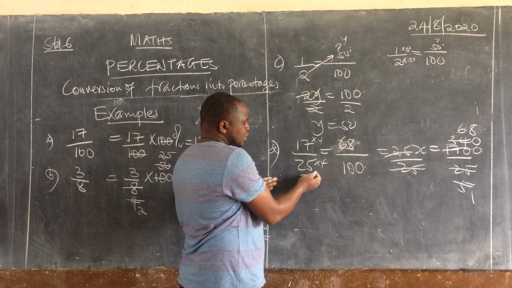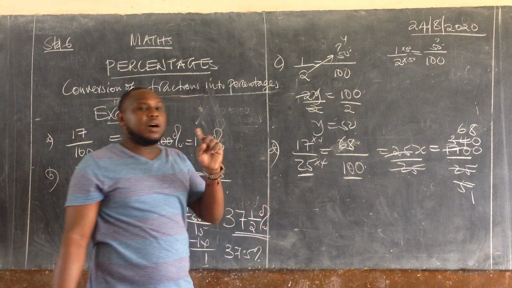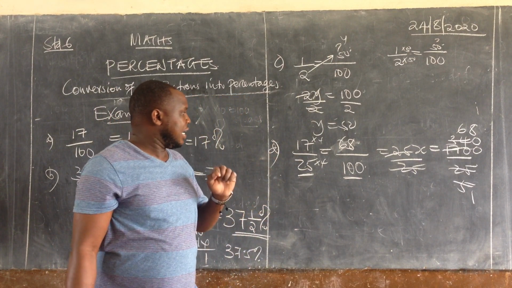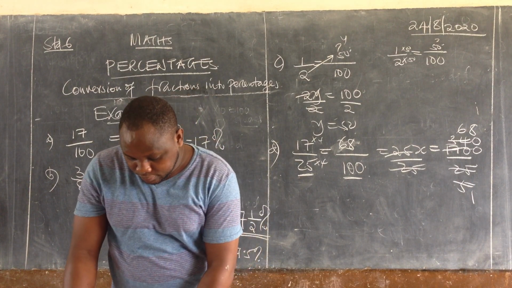You ask yourself the question, what number is multiplied by this number to give you 100? Because you want the denominator to have 100 as the denominator. So maybe I do the last one.